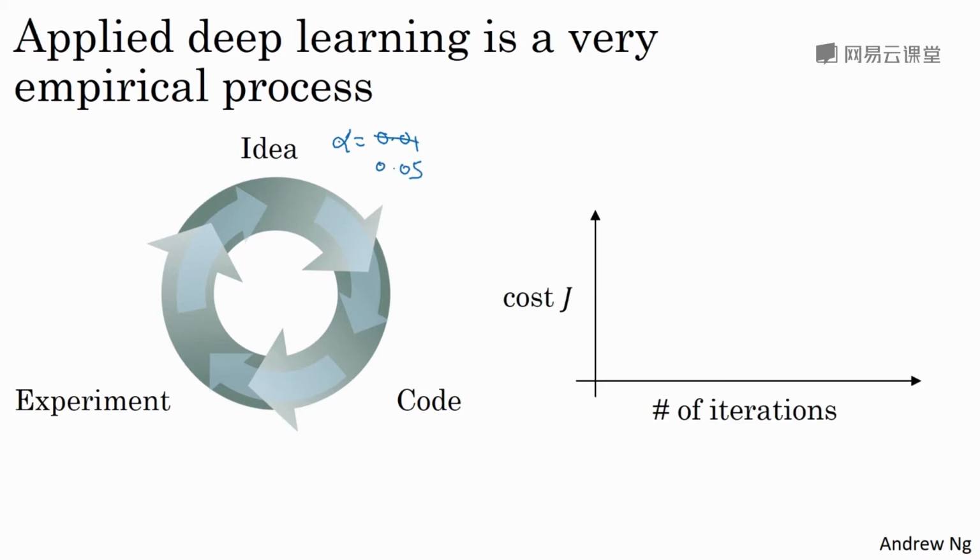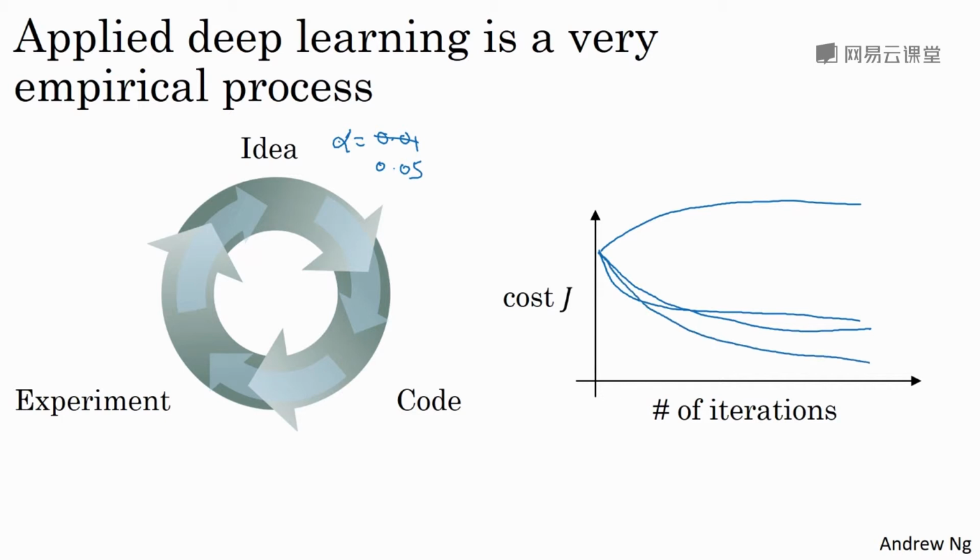And so if you're not sure what's the best value for the learning rate to use, you might try one value of the learning rate alpha and see the cost function J go down like this. Then you might try a larger value for the learning rate alpha and see the cost function blow up and diverge. Then you might try another version and see it go down really fast but converge to a higher value. And you might try another version and see the cost function J do that.